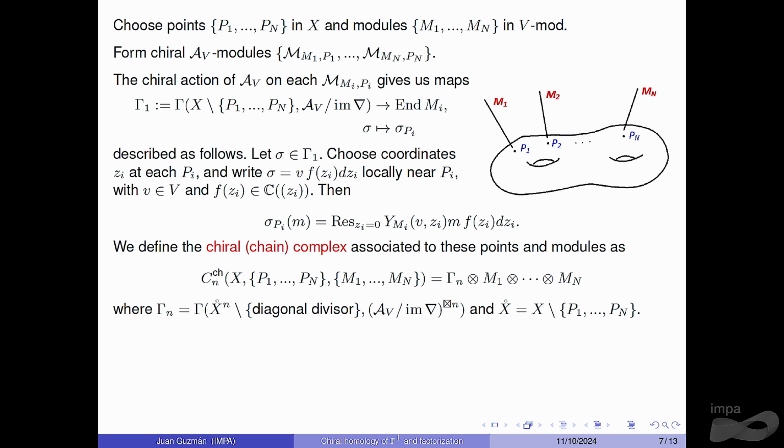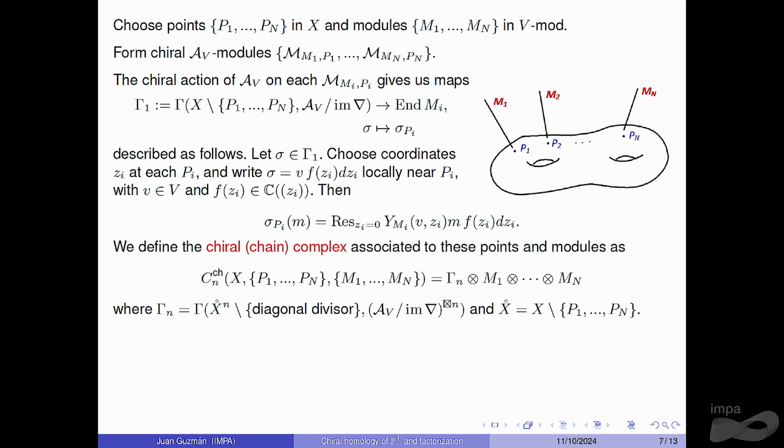Okay, so this is a way in which the chiral algebra will act on the modules themselves, and we can form the chiral complex now very similarly to the Lie algebra homology, to the Chevalley-Eilenberg complex, if you will. Because now you can look, well, this was gamma 1. This was the first one that appeared in the complex, but then the other ones are going to be certain copies of those things.